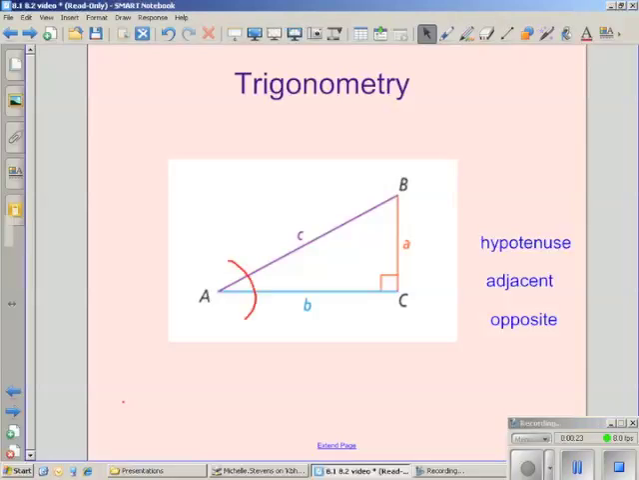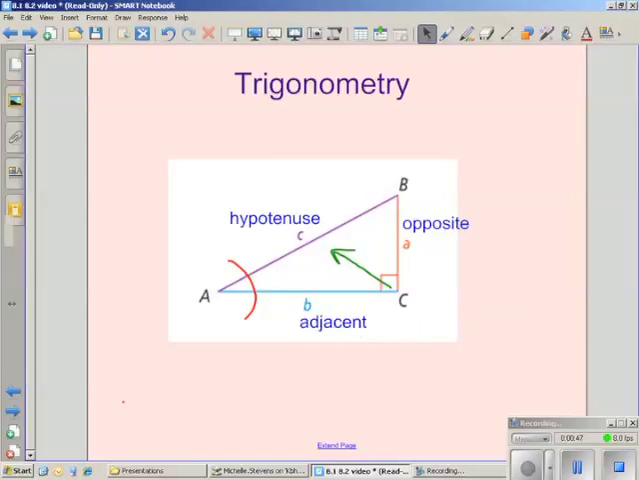Well, the hypotenuse, that never changes. The hypotenuse is always the longest side of the triangle and sits directly opposite the right angle. So this will never change. What does change is the adjacent or opposite side, and that always depends on what angle we're working with. If we're working with angle A, then the opposite side would be side A, and the adjacent side would be side B, the one right next to it.